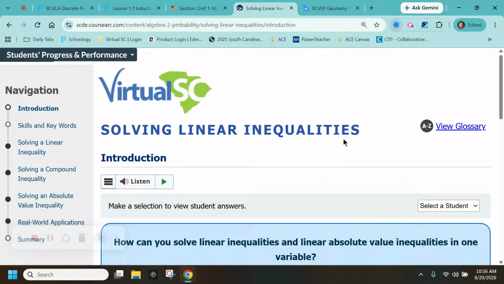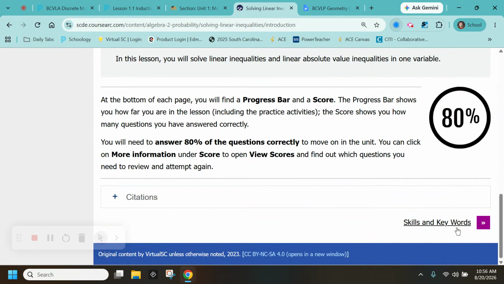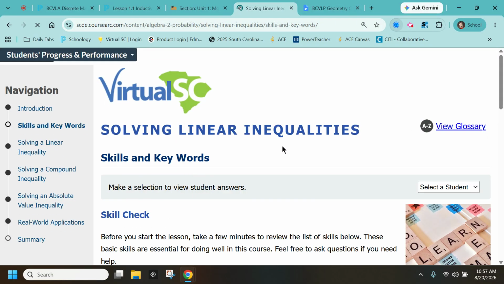All right, so this is lesson 1.06, solving linear inequalities. For the sake of time, again, I'm going to skip over some of these, and you can always go back and view the lesson on your own time.